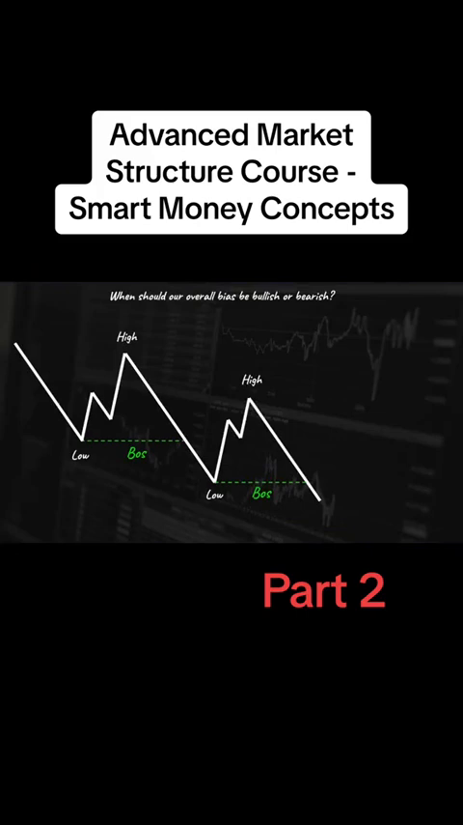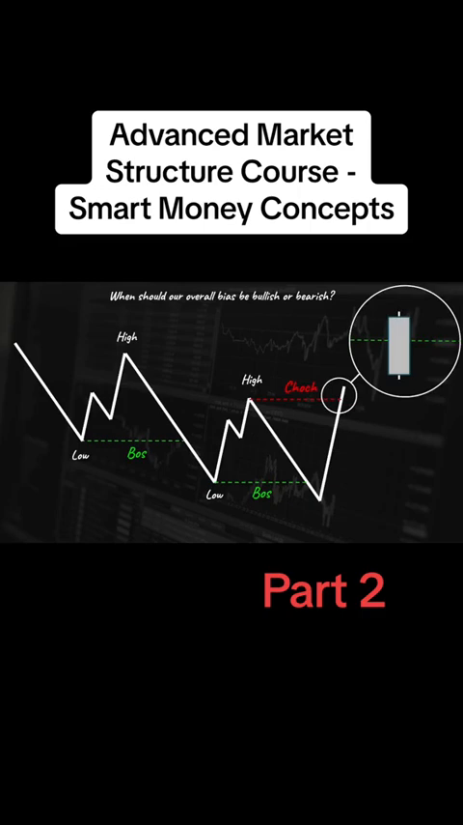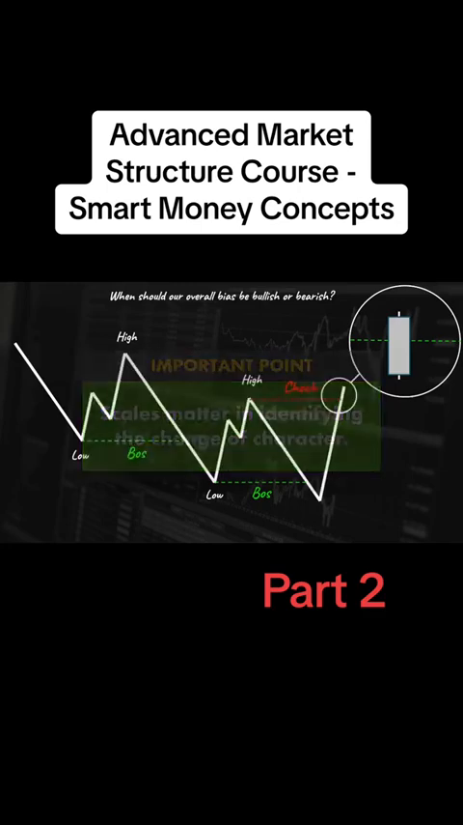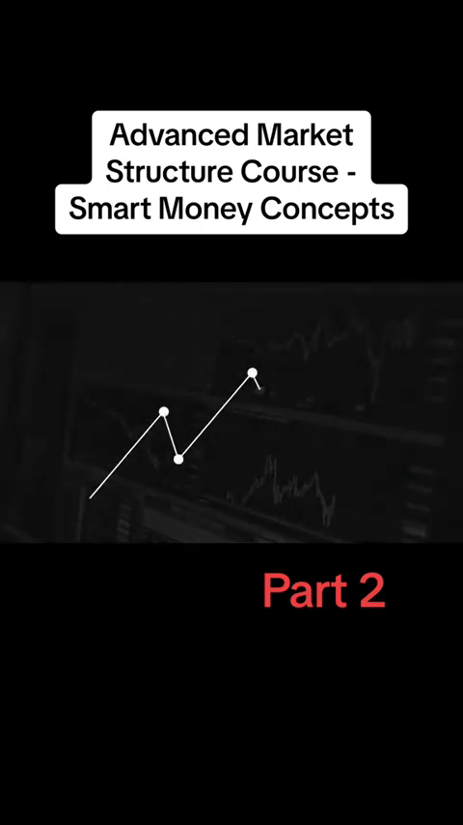or bearish? As we mentioned earlier, the break of an origin creates a change of character. A breakout occurs when a candlestick closes a visible amount through a level of market structure. So, first we must locate the sources to identify the reversal points. But here is an important point. Scales matter in identifying the change of character. For instance, here, both of these levels are considered a source because they have broken above the previous market structure.